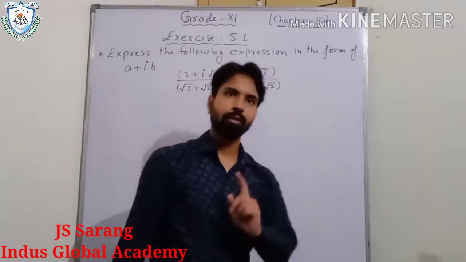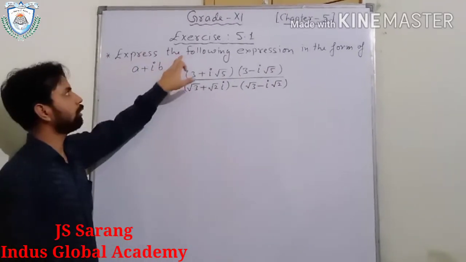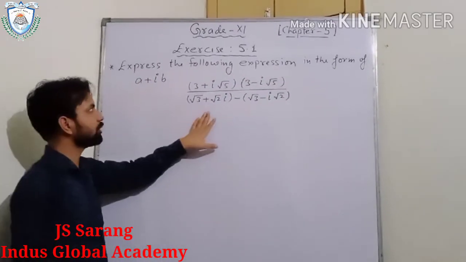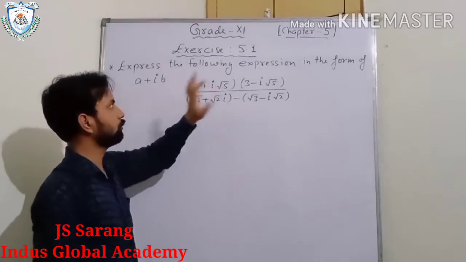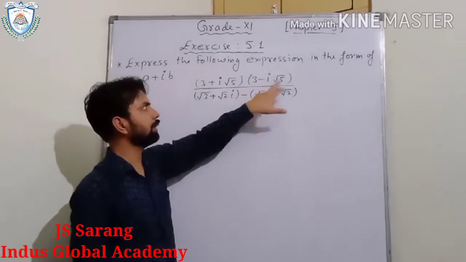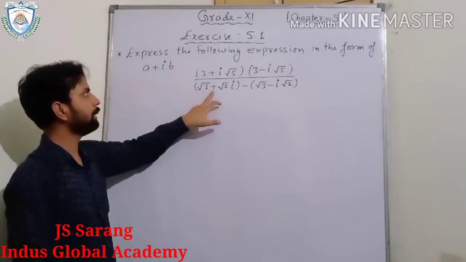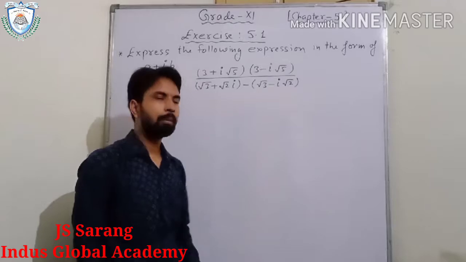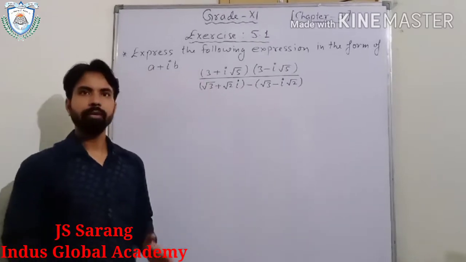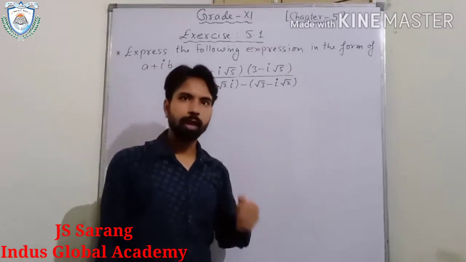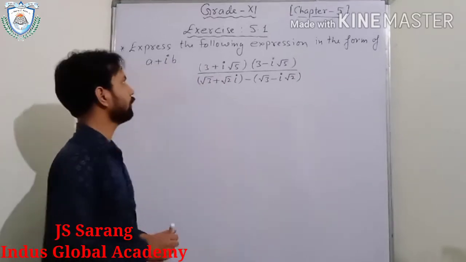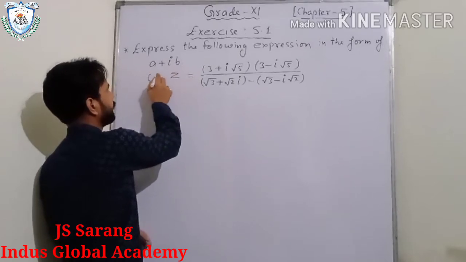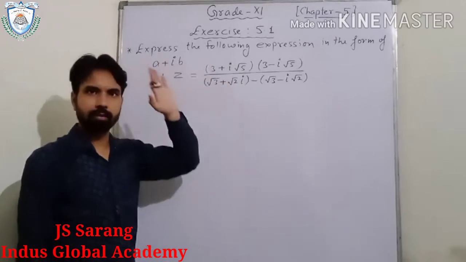Question number 14. Express the following expression in the form of a plus ib. The expression is here: (3 plus i root 5) into (3 minus i root 5) upon (root 3 plus root 2 i) minus (root 3 minus i root 2). Because this expression is given and we have to express it in the form of a plus ib, what will we do? Firstly, we will consider this expression equal to z. Let z equal this. Got it?